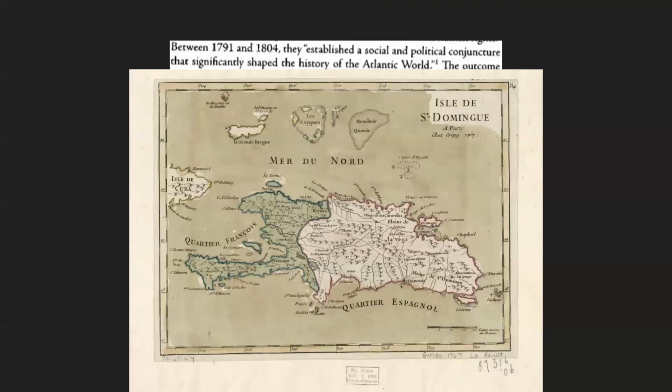The Haitian Revolution was a war fought between the enslaved Haitians and the Frenchmen that enslaved them. According to the introduction of The World of the Haitian Revolution by Carolyn E. Fick, between 1791 and 1804, they established a social and political conjuncture that significantly shaped the history of the Atlantic world. This revolution led to a completely emancipated nation that is still, to this day, a mostly black country.